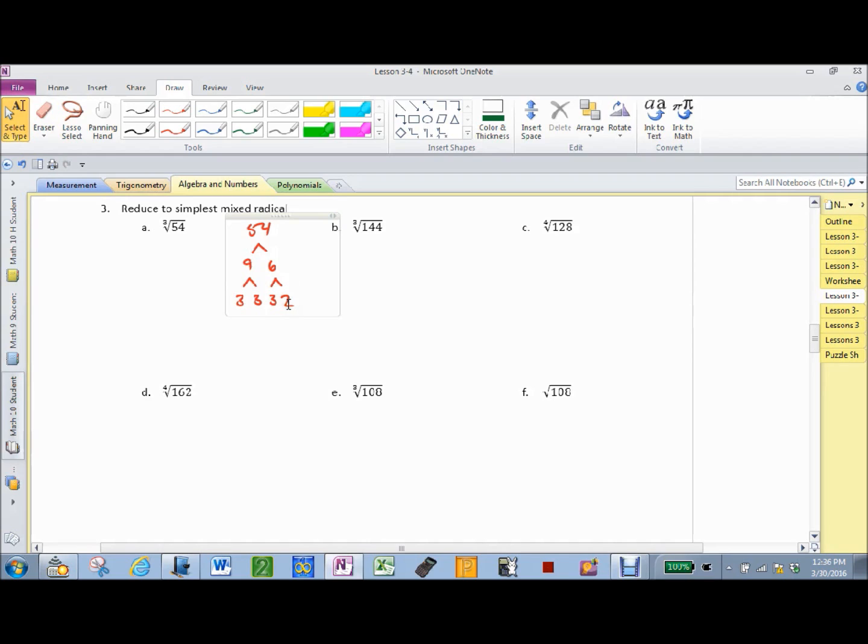Which one? The 3. So what comes out? The 3. And what stayed under there? The 2. Nothing else changes. Everyone got it?